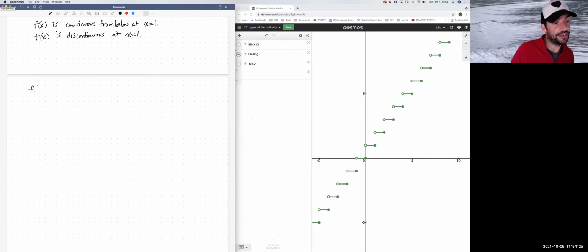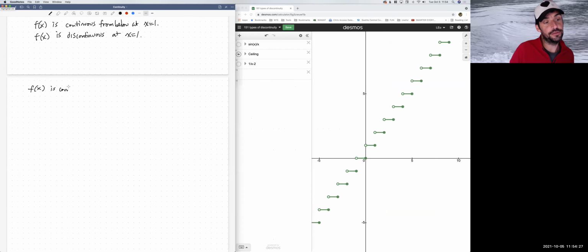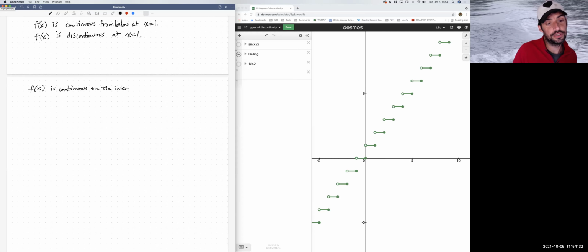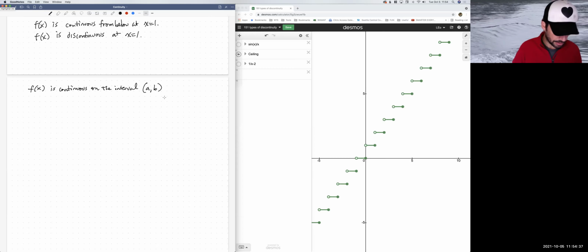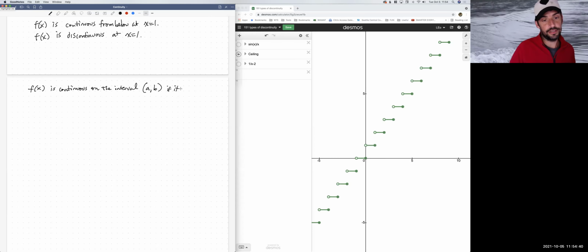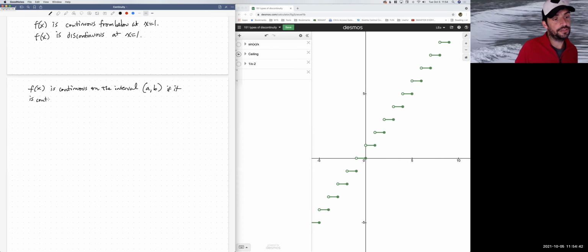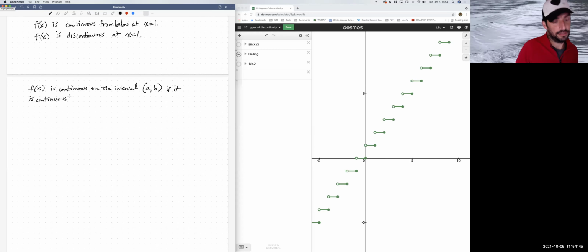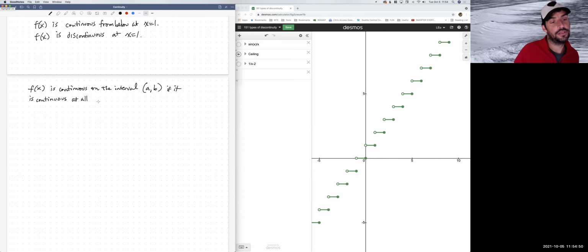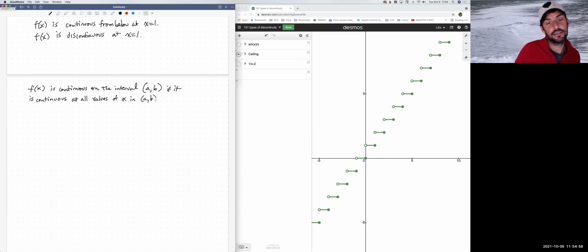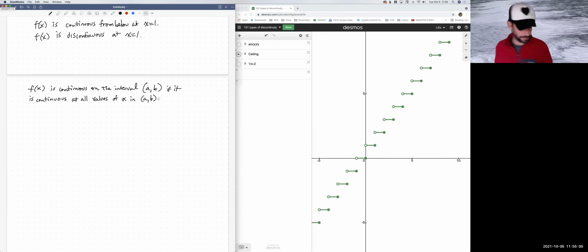We'll say that f of x is continuous on the interval (a, b) if it is continuous at all values of x, let's say, in this interval. Okay.